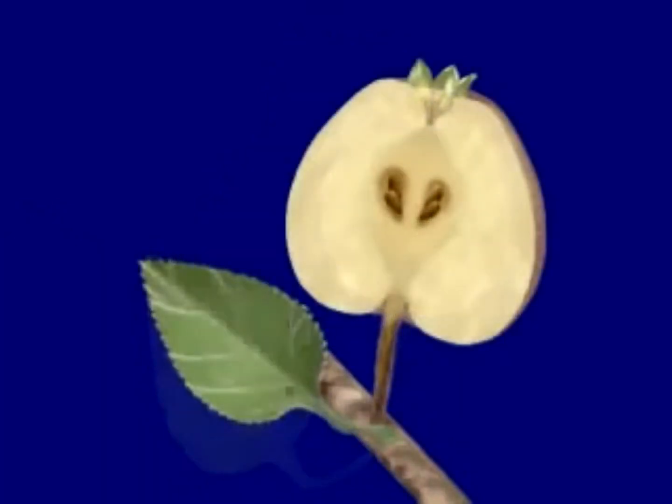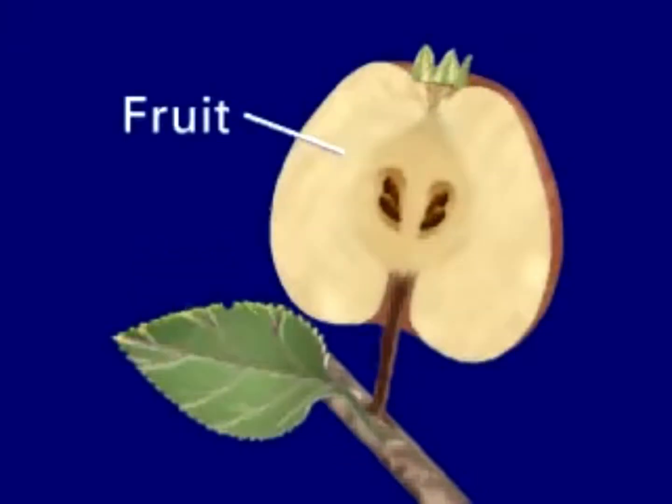The remains of the sepals can be seen at the end of the fruit. The fruit is attached to the plant at the opposite or stem end of the fruit.